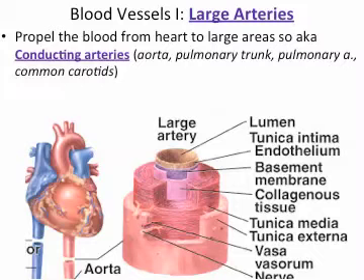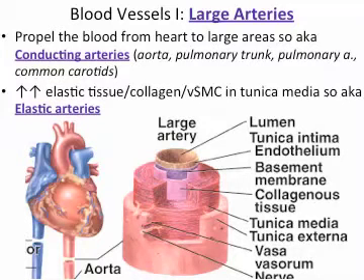Large arteries, because they take blood from the heart to large areas of the body, are called conducting arteries, so they conduct blood from the heart to major areas of the body. And then, of course, the large arteries will morph into medium and then small arteries. So the conducting arteries, aka the large arteries, include the aorta, which we just looked at, the pulmonary trunk, the pulmonary arteries, the common carotid arteries. So those are arteries that come off that aortic arch.